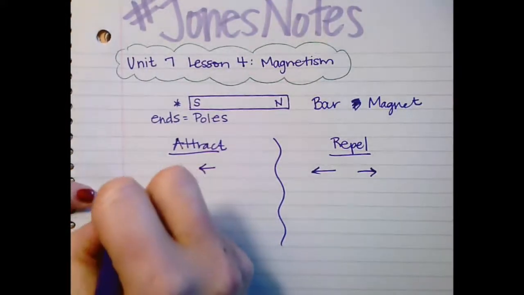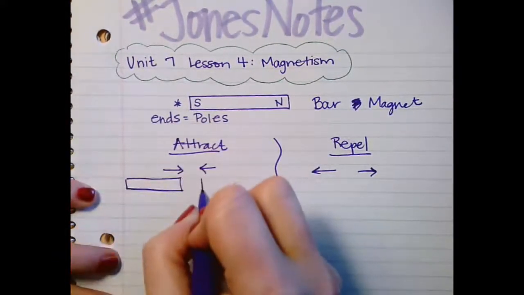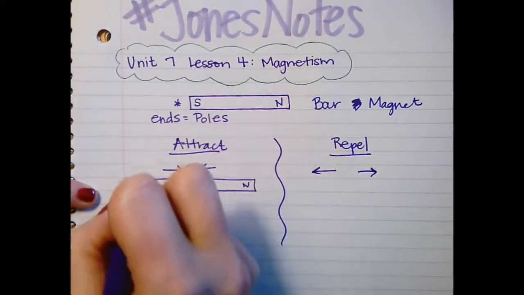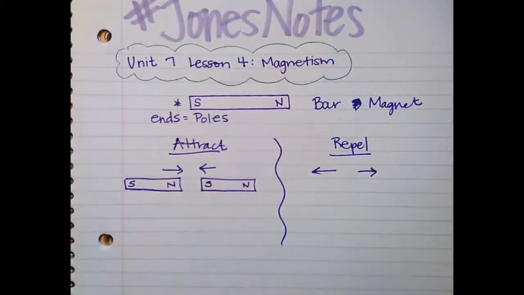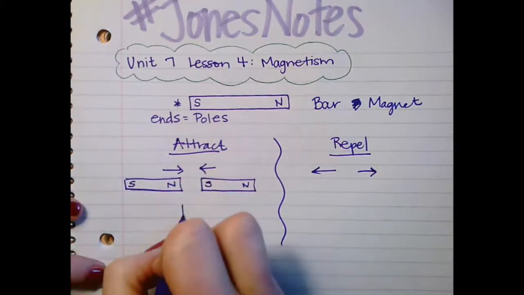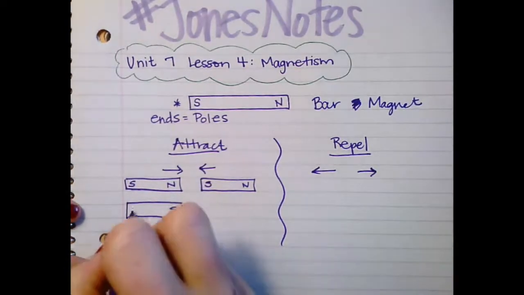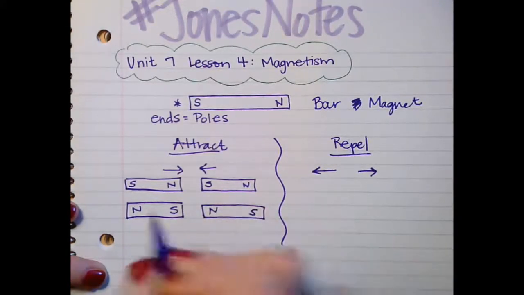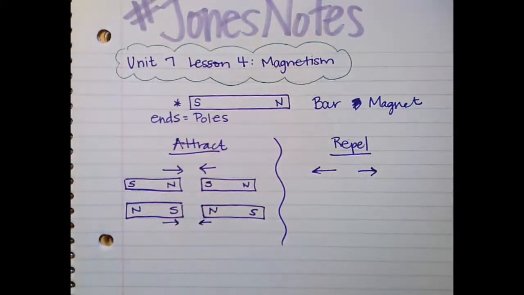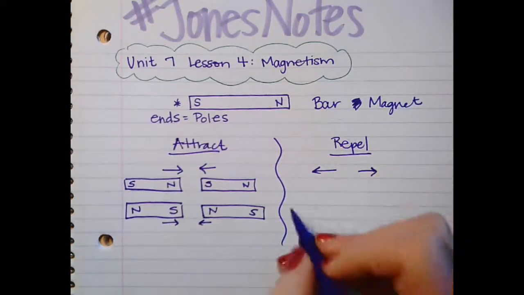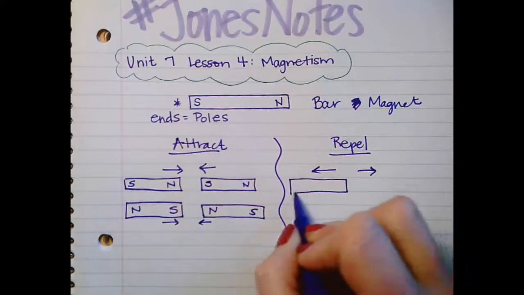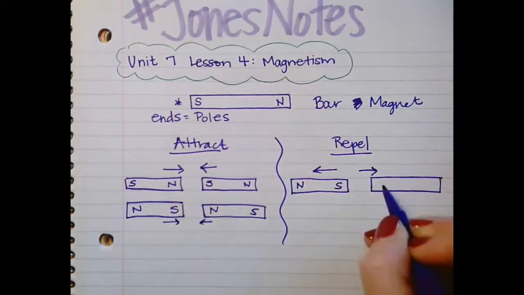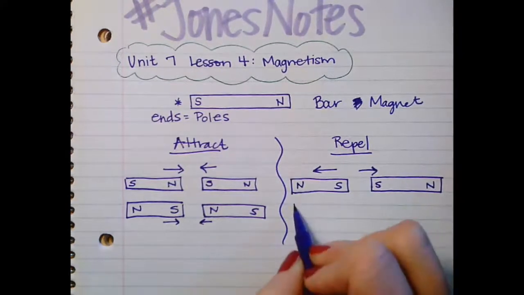So an example of two bar magnets that would attract would be when we have opposites, so a north and a south. And then another example of that would be a south with a north. So these would all attract towards one another. If we are going to repel, that is when they are the same. So if I had two bar magnets and I held both of the south ends together, they would repel.